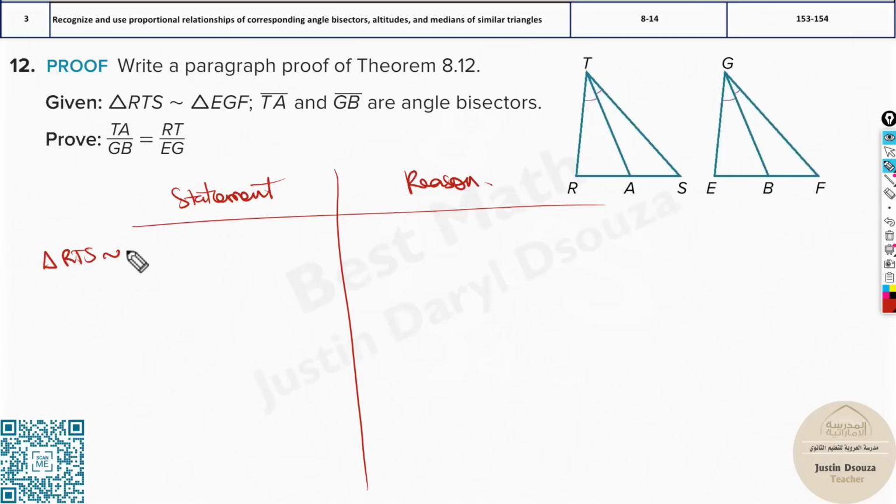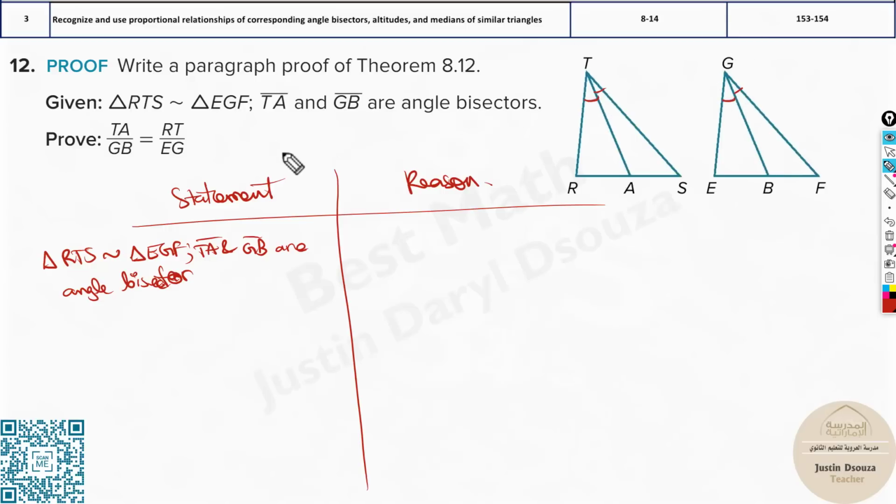Triangle RTS is similar to triangle EGF, and they've also told us that line TA and line GB are angle bisectors. Let us first analyze what this is. RTS, the whole outside triangle, is similar to EGF. They both are similar. TA and GB are angle bisectors, so this angle is equal to this. So that has been given.